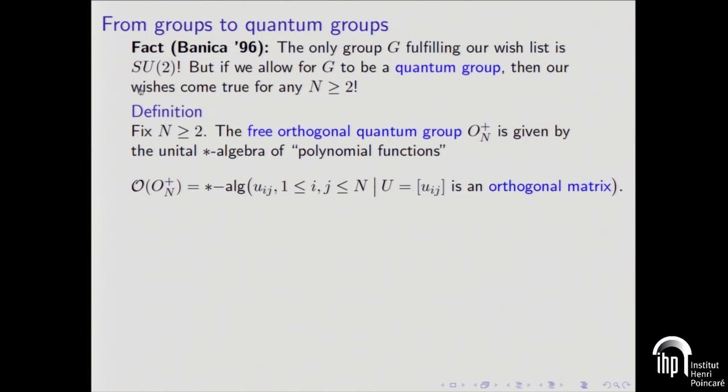In our situation, the specific examples of quantum groups that come up are the free orthogonal quantum groups. So if I have n bigger than or equal to 2, O_n^+ is the free orthogonal quantum group, and it's described by a unital star algebra of polynomial functions, which is generated by n squared coordinates, just like we would for a regular orthogonal group, with the property that when I stick these n squared coordinates into an n by n matrix, this should be an orthogonal matrix over this star algebra.